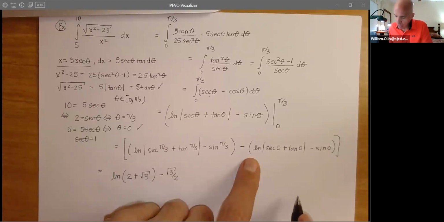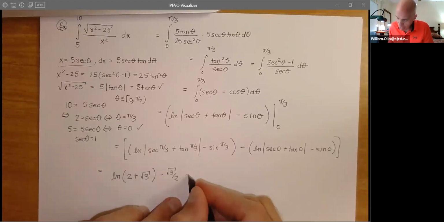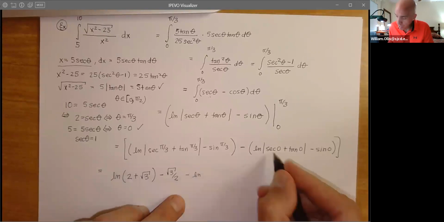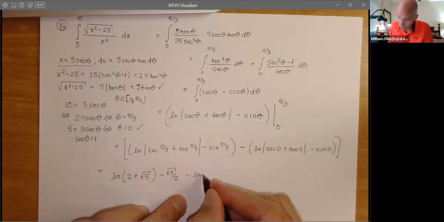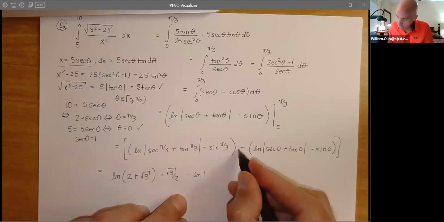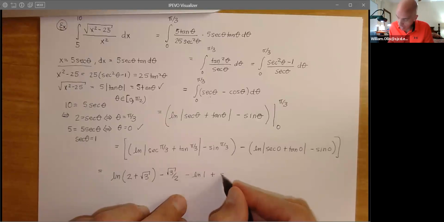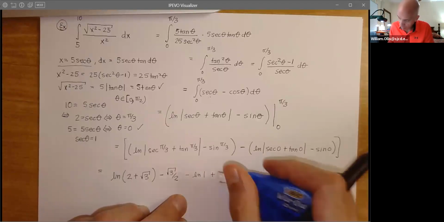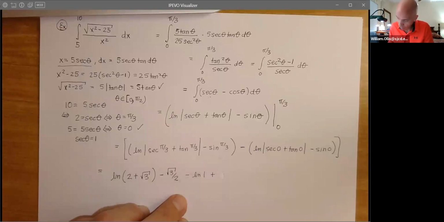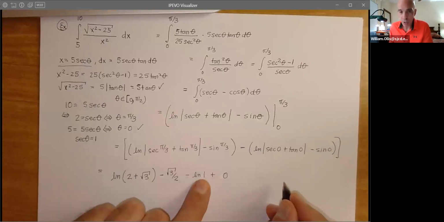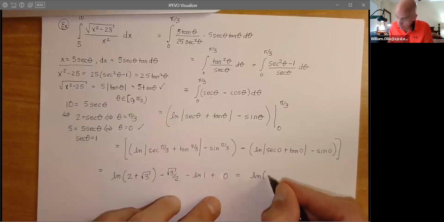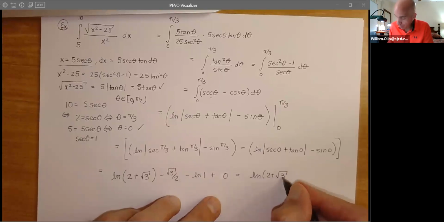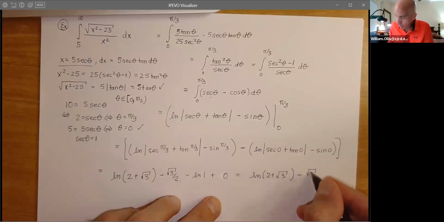And then, of course, over here, what do we have left? We have minus natural log. Well, secant of 0 is 1, and of course, tangent of 0 is 0, so that's just log of 1. And then we have minus plus sine of 0. Well, I won't write that out again. That's just 0. So plus 0. And clearly, the natural log of 1 is 0. So we just get natural log of 2 plus root 3 minus root 3 over 2.